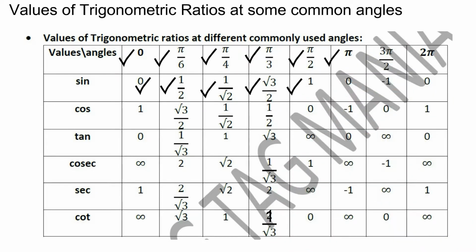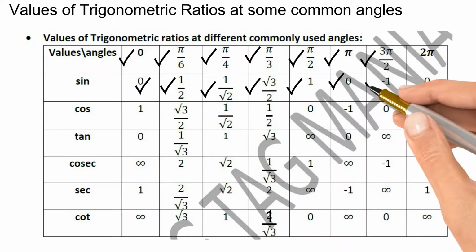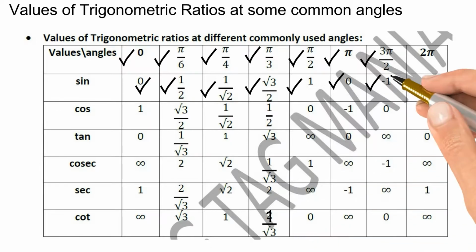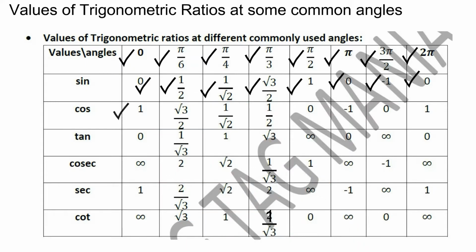The value of sine of 180 degree is 0. The value of sine of 270 degree is minus 1. And lastly, the value of sine of 360 degree is 0. Now, value of cos of 0 degree is 1. Value of cos of 30 degree is root 3 by 2.